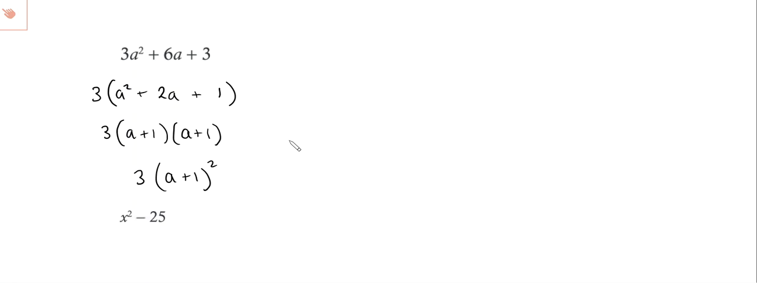Yes? So when would you do that method of moving the common factor? Always try to take the common factor first. Always. If you can't, that's when you go to the next step.